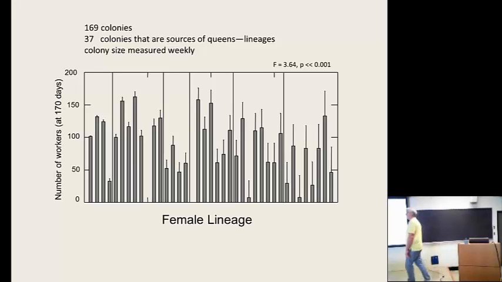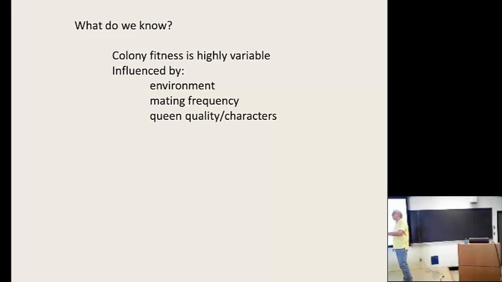Okay, so let's finish up here. So what do we know? We know more about it, but in some ways we don't know big categories more than we did when we started out. We know that colony fitness is highly variable, and it's influenced by the environment and intrinsic properties of colonies and queens and so on.